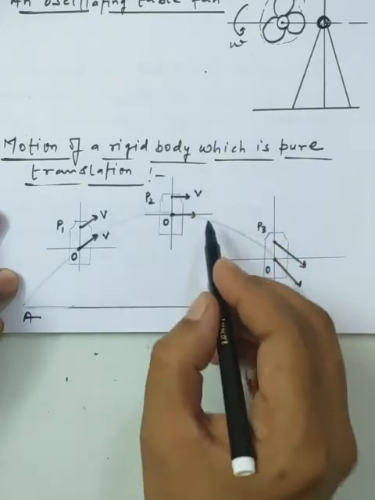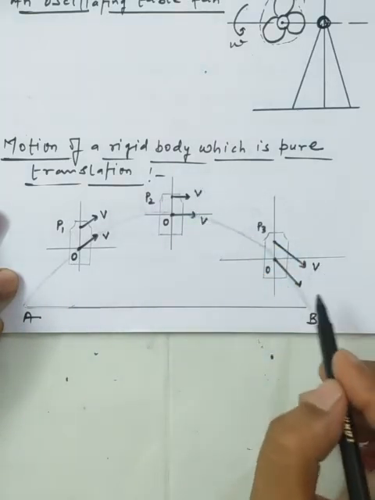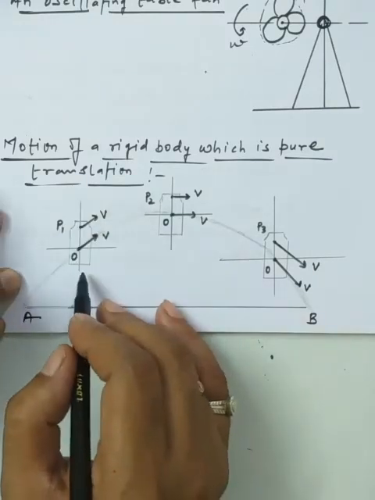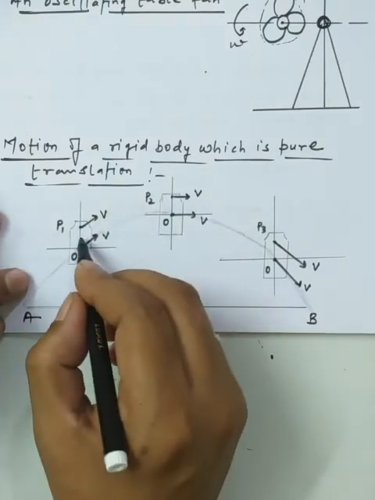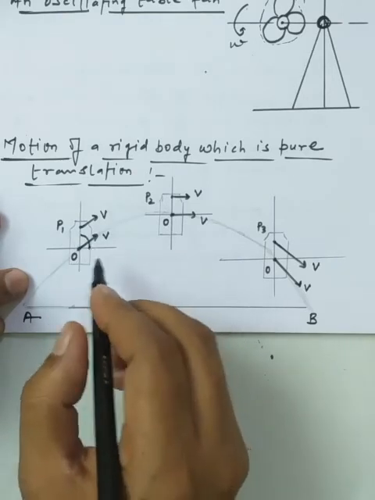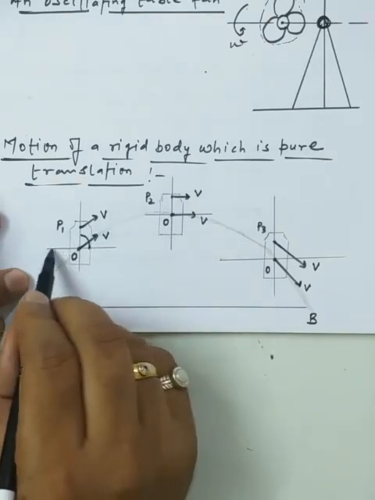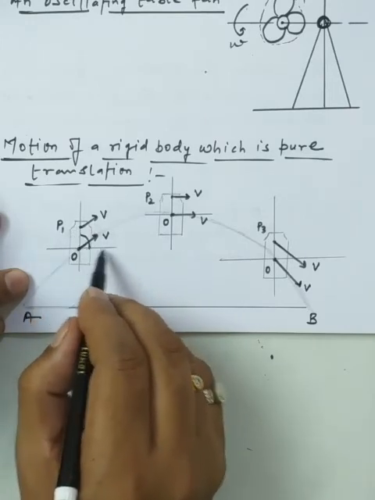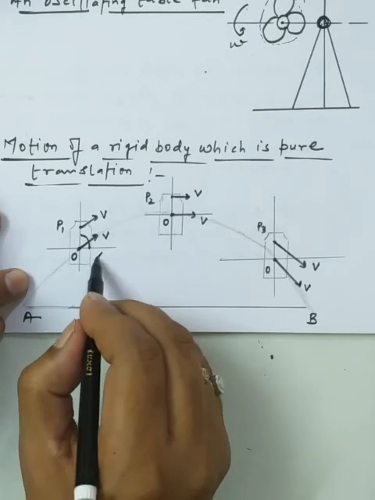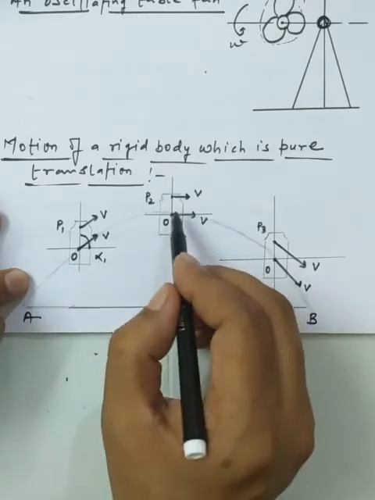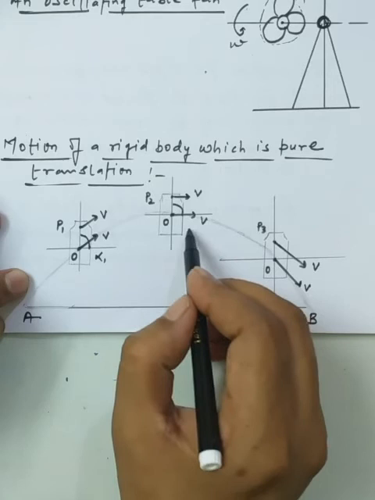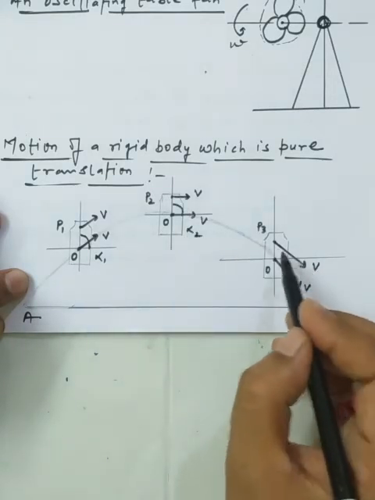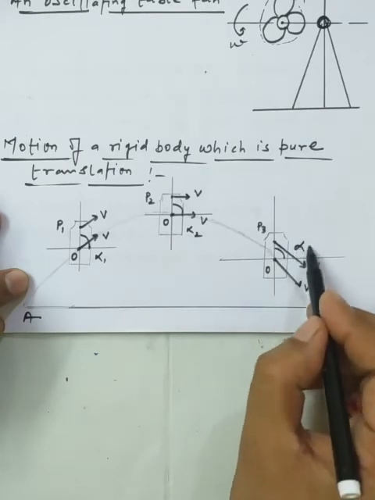Here we have the velocity v, and it is also v. Now the axis makes an angle alpha. Here I am assuming that the axis of the rigid body makes an angle with the horizontal x-axis, which is called alpha 1. We also assume the angle of the axis at the second point, which is called alpha 2. Here we also have the angle alpha 3.